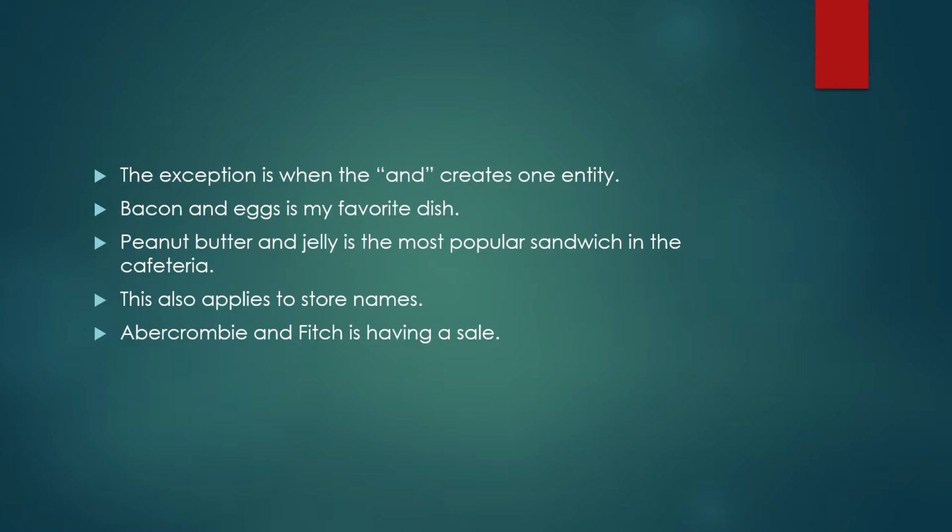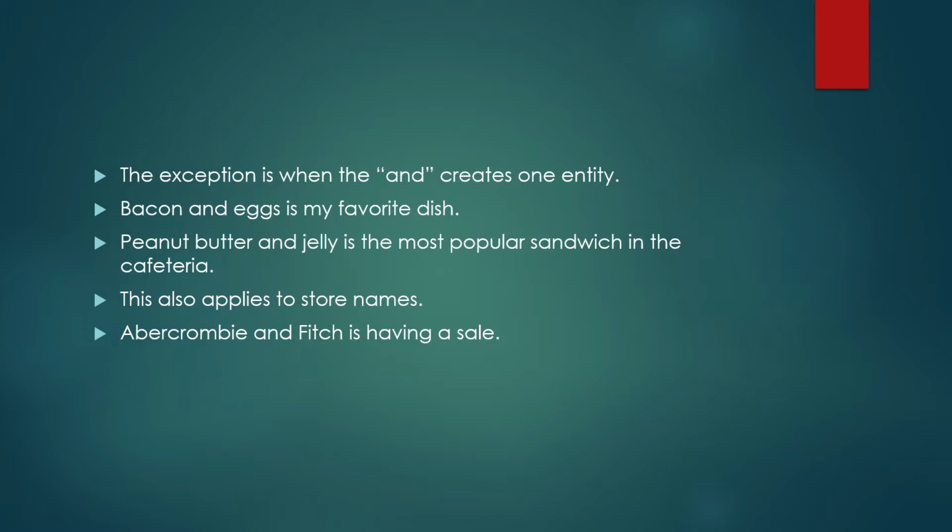Peanut butter and jelly is the most popular sandwich in the cafeteria. Peanut butter and jelly in that case is one single thing. Therefore, it is the most popular sandwich because it's only one kind of sandwich. There are ways you could talk about peanut butter and jelly separately, but you're not doing it here. A lot of this is context. Now, this can also apply to store names. So, like Abercrombie and Fitch is a store. So, it is having a sale. They're not two separate people. It's one store brand name.